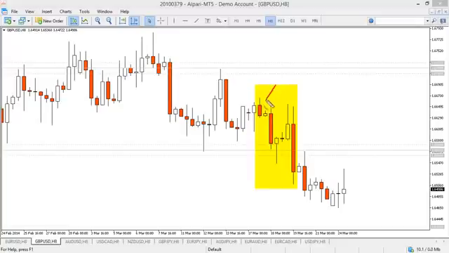So who's in control of price? When you see this candle, you ask who's in control of price. Obviously sellers. Who's in control of price here?